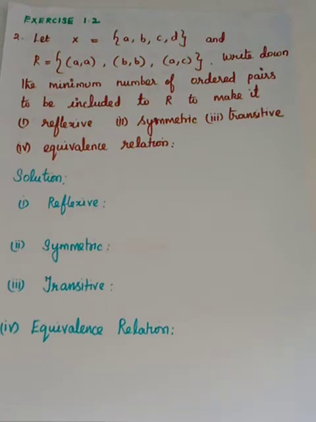In that relation you have three ordered pairs. Write down the minimum number of ordered pairs to be included in R to make it reflexive, symmetric, transitive, and an equivalence relation. So the relation is given, so we have to write down the minimum number of ordered pairs we have to include in that relation to make the relation reflexive, symmetric, transitive, and an equivalence relation.